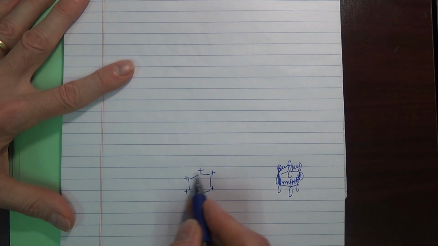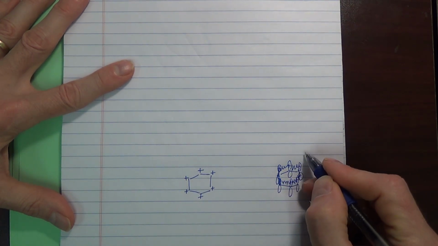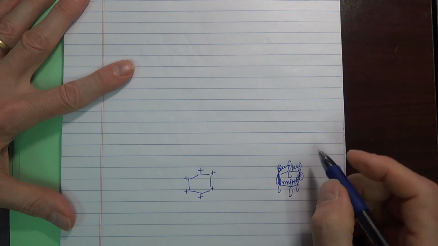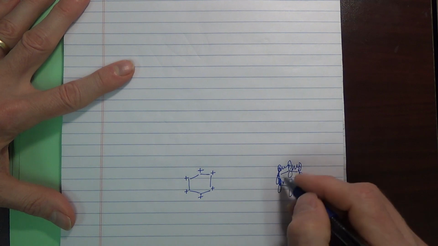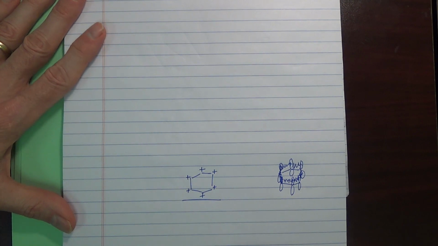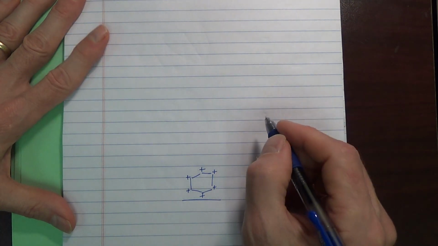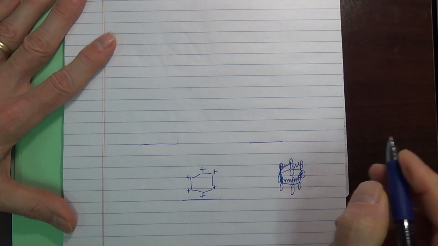So, when I do it like this, you just have to see what I'm talking about. And thus, there's no node. I can't draw a plane through here indicating where there's no overlap. There's overlap all the way around. So there we go. And that's the lowest energy one. Now, there's 2 above. I'll draw a line here. I'll draw them on top of the line.